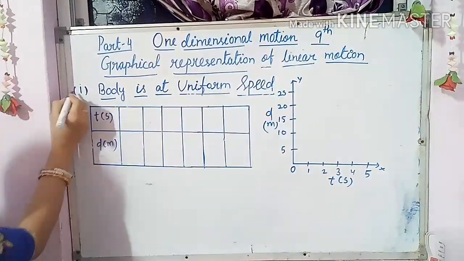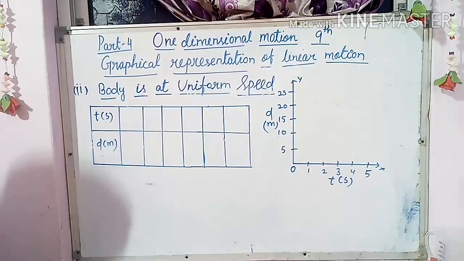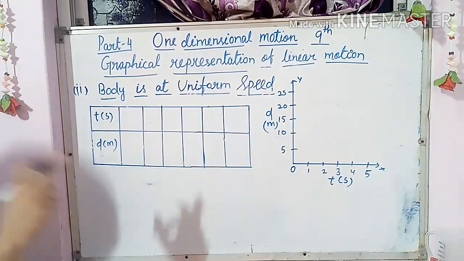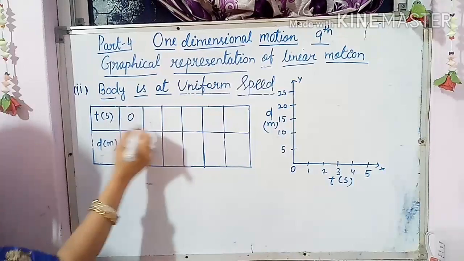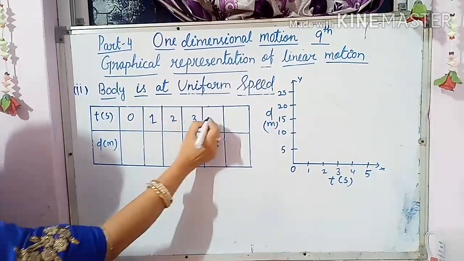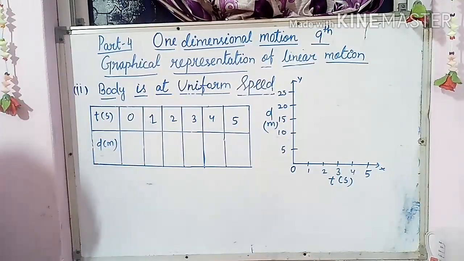What I have written here, the second condition, is that the body is moving at uniform speed. I have already taught you that uniform speed means a body covers equal distance in equal intervals of time. If you don't remember that, then watch my previous video. So first of all, let's take equal intervals of time: 0, then 1, then 2, then 3, then 4, then 5. See, all are equal intervals, 1, 1, 1, 1.